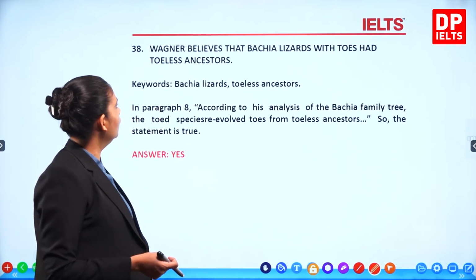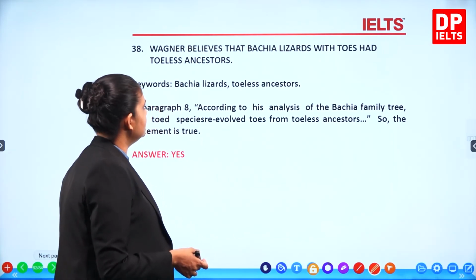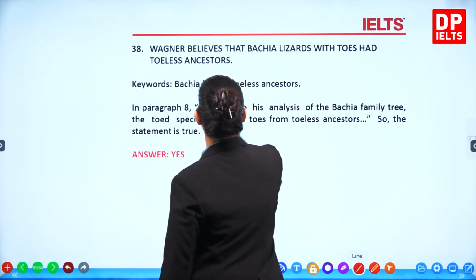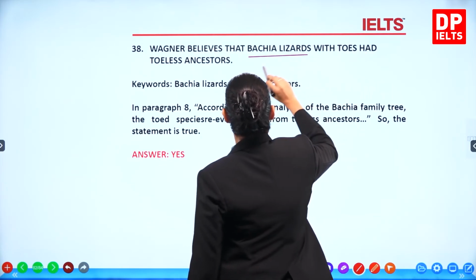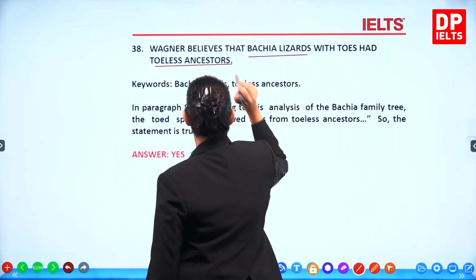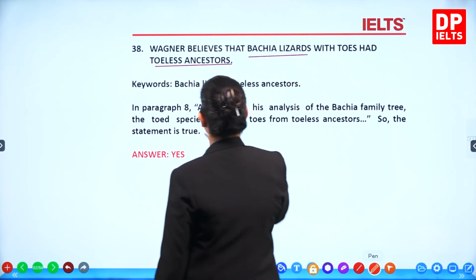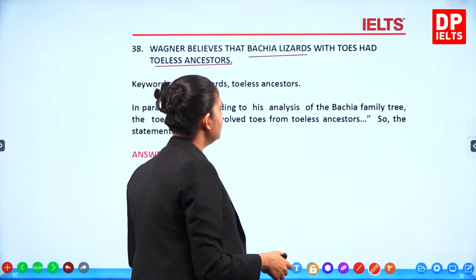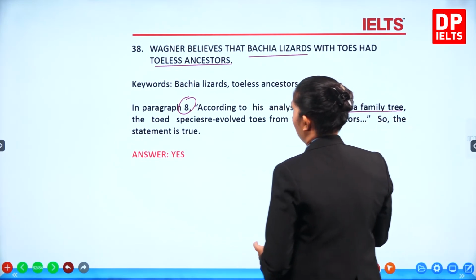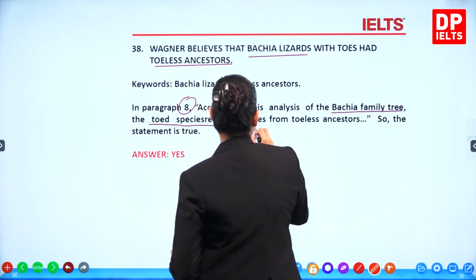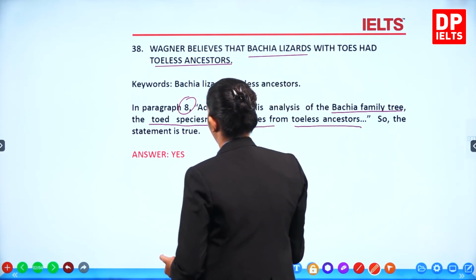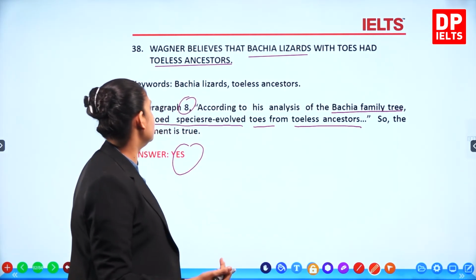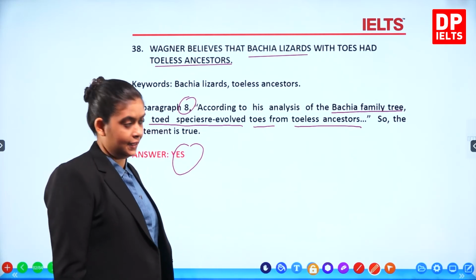38. Wagner believes that Bachia lizards with toes had toeless ancestors. So let's underline the key words. Bachia lizards with toes had toeless ancestors. So let's have a look at it. Go to paragraph 8. According to Wagner's analysis of the Bachia family tree, the toed species evolved toes from toeless ancestors. So yes, he believed that the Bachia lizards with toes had toeless ancestors, very clearly told here. So the answer is yes.